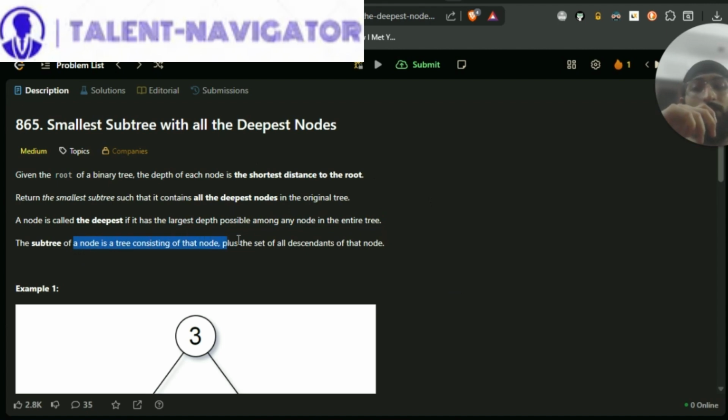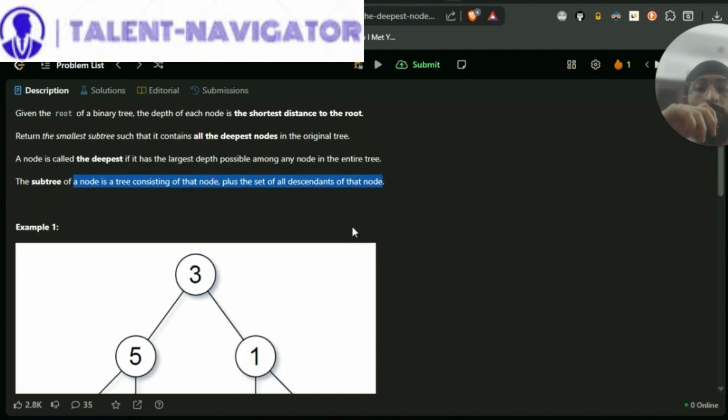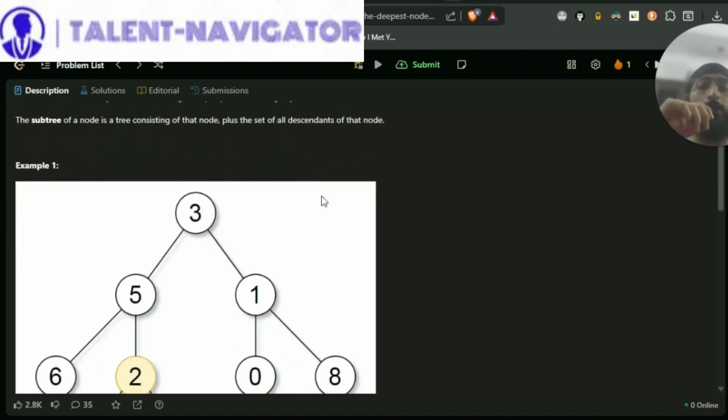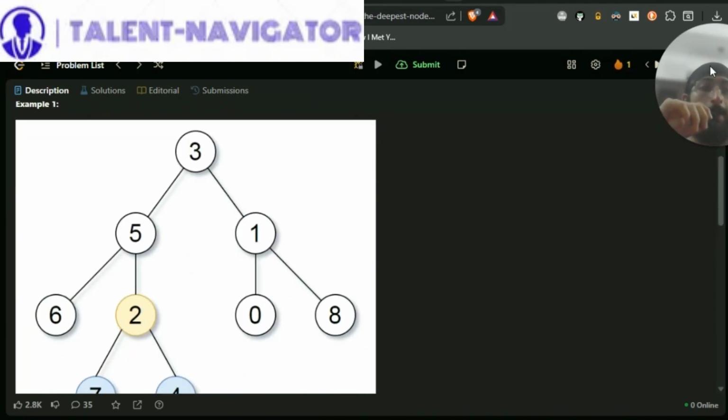The subtree of a node is a tree consisting of that node plus the set of all descendants of that node. So all the children of that node along with the node itself. So we need to return the smallest subtree such that it contains all deepest nodes in the original tree. All the deepest nodes in the original tree, right?